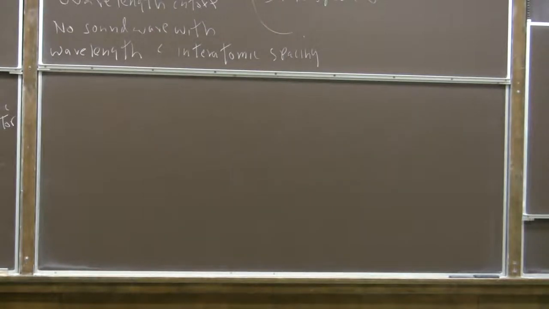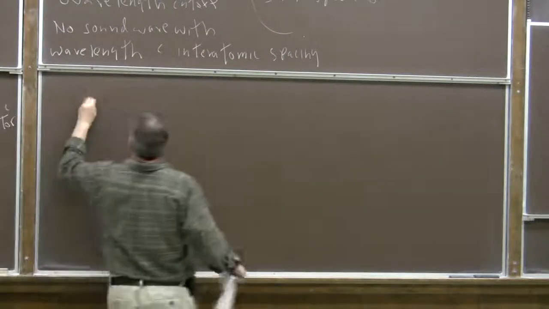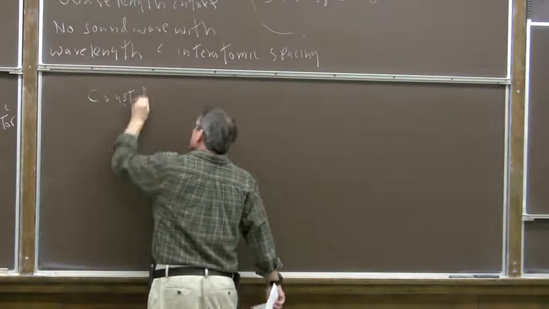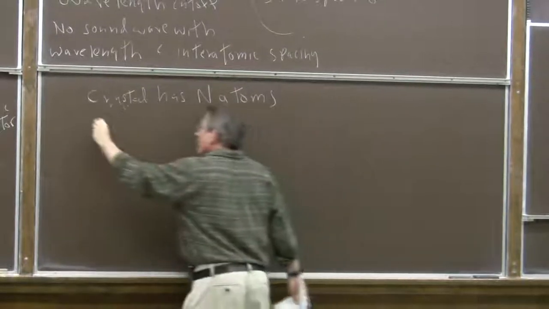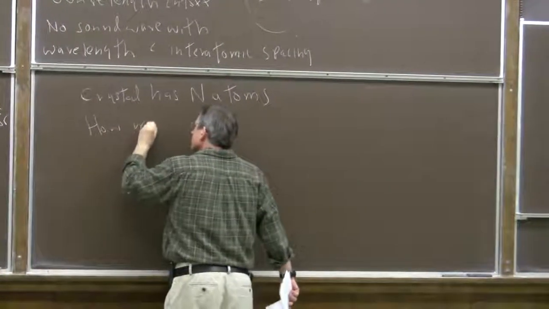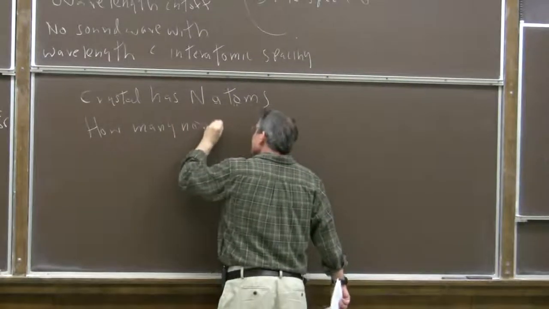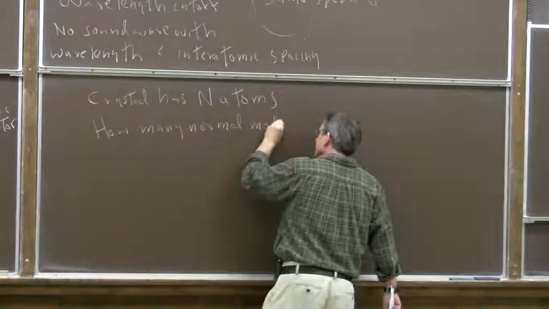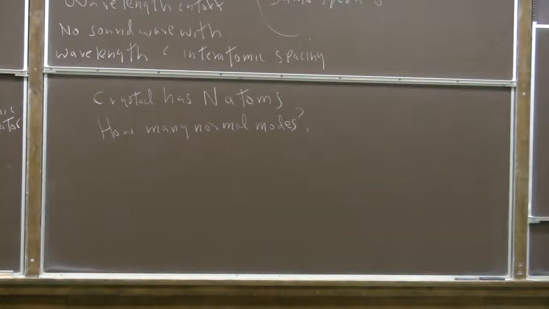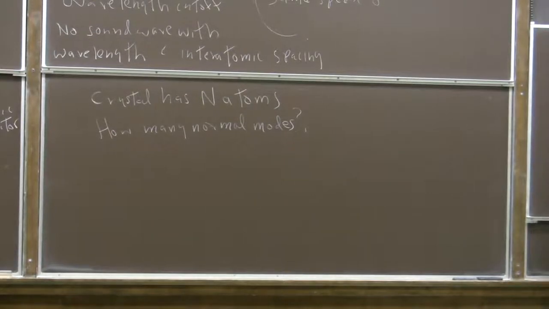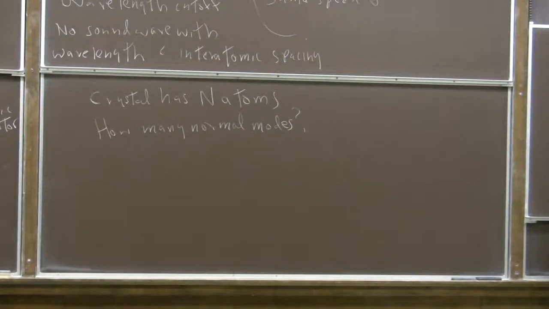So if you have a crystal and it has n atoms, how many normal modes? How many degrees of freedom are there? They can move in any one of three directions, x, y, and z. There are n atoms. Okay? How many degrees of freedom are there in that system?